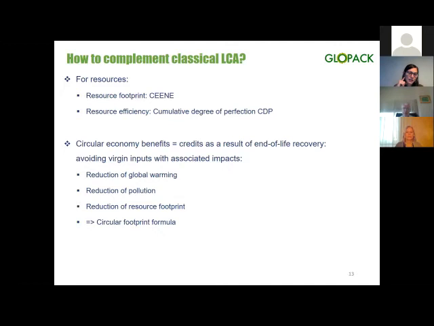And then we come to the last aspect of these limitations, which was about circular economy benefits. And here we think about the credits as a result of end-of-life recovery. So what are the avoided virgin inputs due to the fact that we have a good end-of-life recovery? And this can be expressed in reduction of global warming, pollution, or resource footprint, if we compare with the fossil-based case as well. But other indicators will also be investigated, such as the circular footprint formula.